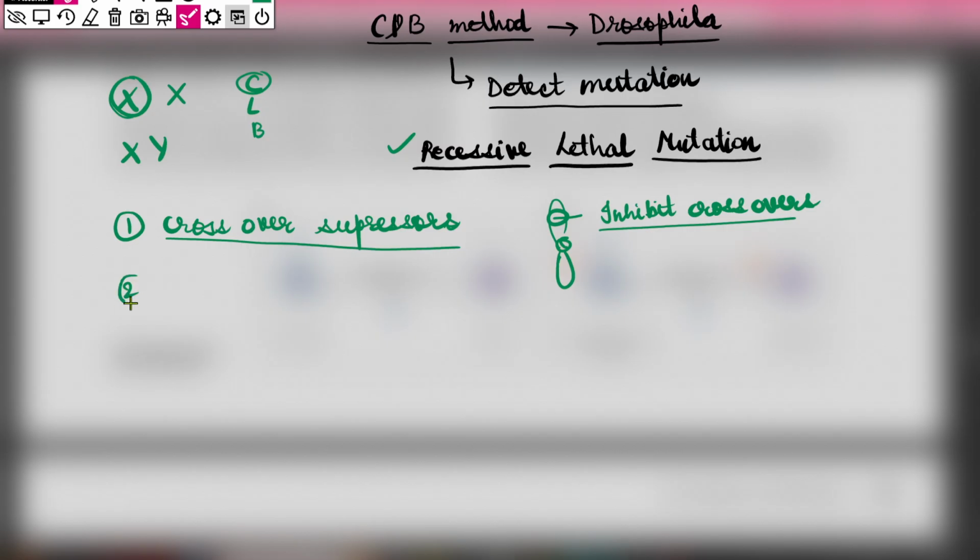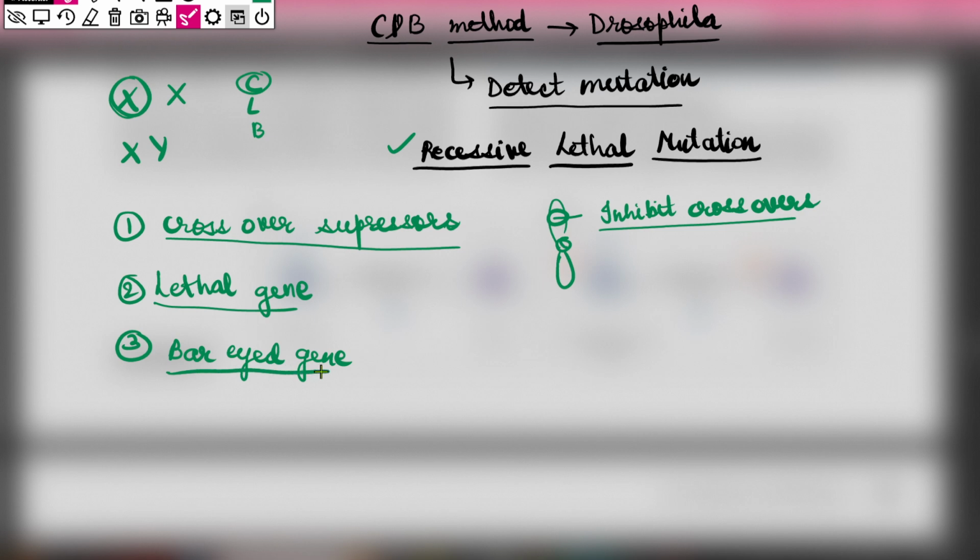Then the L stands for the lethal gene. This lethal gene has to be present on the X chromosome. If it is not present, then we cannot say that there is any mutation there. And lastly, we talk about B. B is the bar-eyed gene.